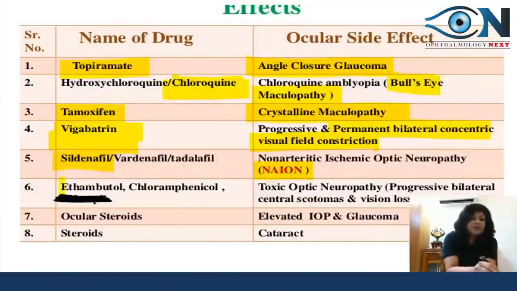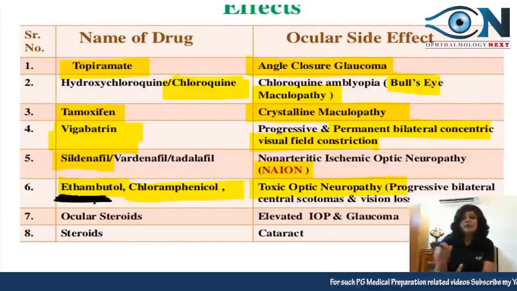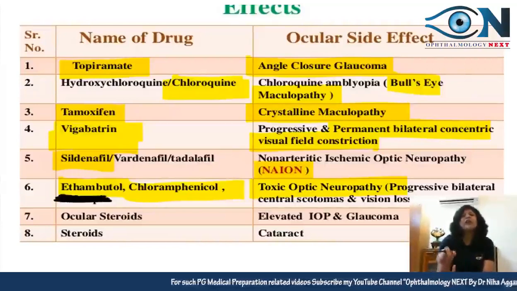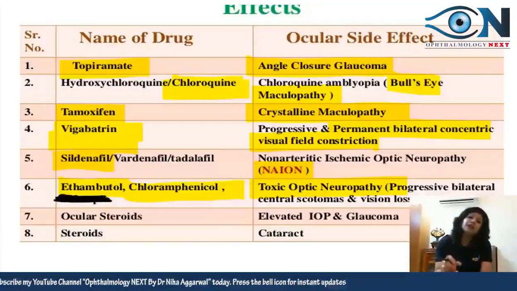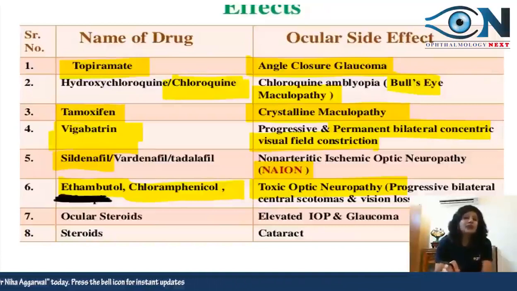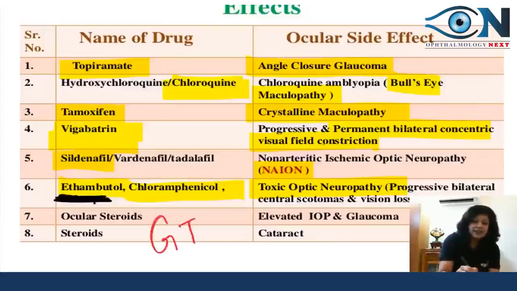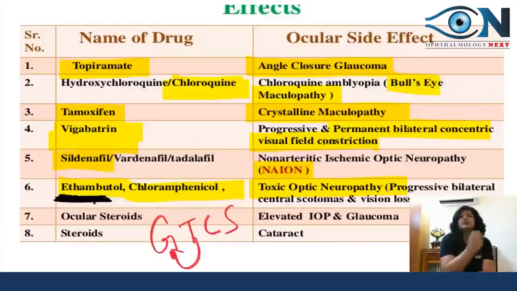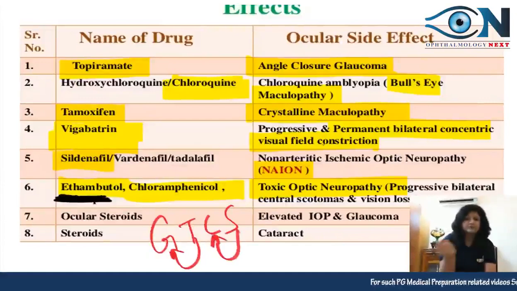Okay. Then we have ethambutol, we have chloramphenicol. This is causing toxic optic neuropathy. Apart from this, you already know methyl alcohol, ethyl alcohol, we have tobacco, we have digoxin, and then we have amiodarone. All these drugs are also causing optic neuritis. You already know ocular steroids. What is the formula that we remember? GTCS, yes, topical steroids cause more of glaucoma, and systemic steroids more of cataract. So this you already know.